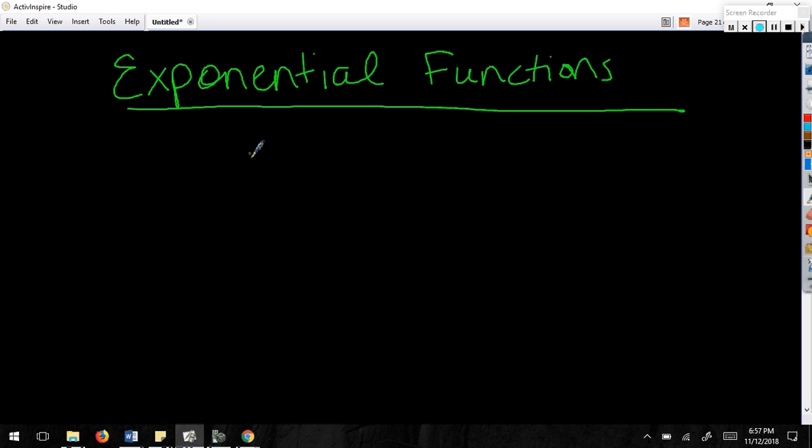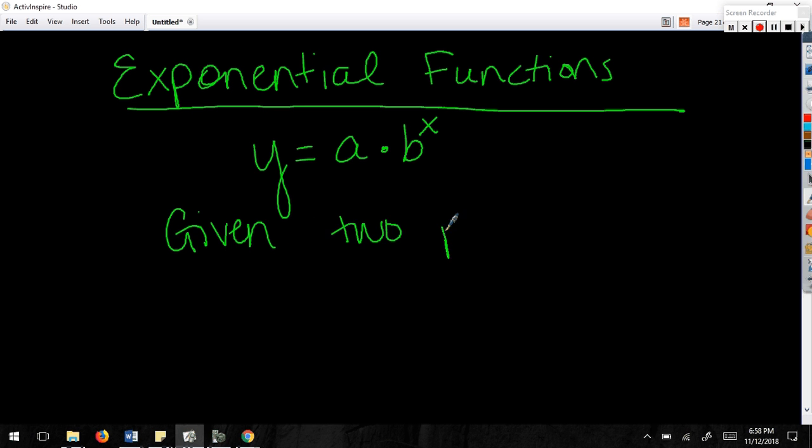Just as a reminder, an exponential function is in the form of a times b to the x. And we had some h and k in here where we kind of shifted them around. But as far as writing the equation, right now we're going to stick with the base parent function, just a times b to the x, okay? So what I want to do is look at, if we're given 2 points, how do we write the equation of an exponential function of this form, okay?